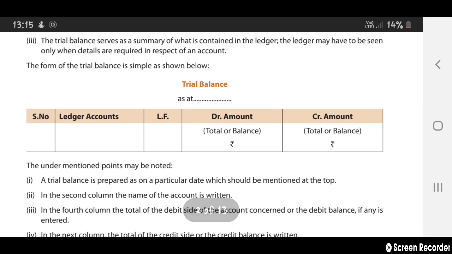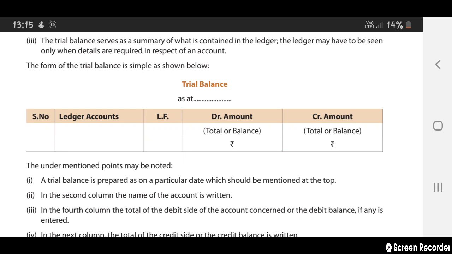Next, the trial balance serves as a summary of what is contained in the ledger. The trial balance is like a summary of all the information you have in the ledger. The ledger may have to be seen only when details are required. You have to see the ledger only when you require some information in respect of an account. Only at that time do you have to see the ledger.